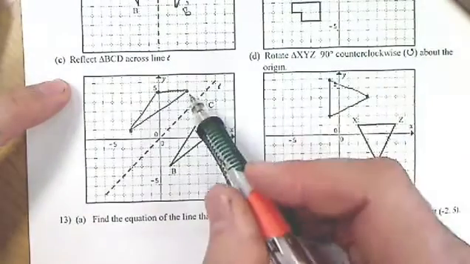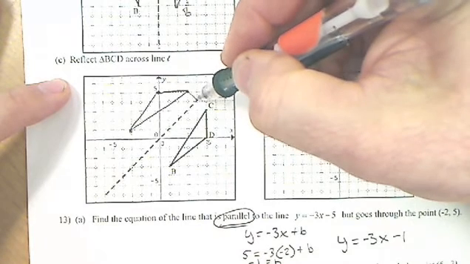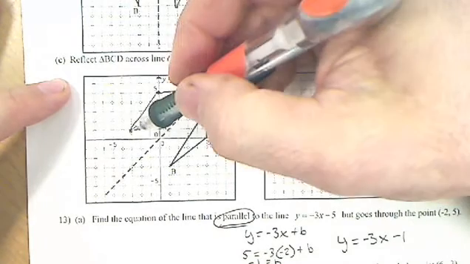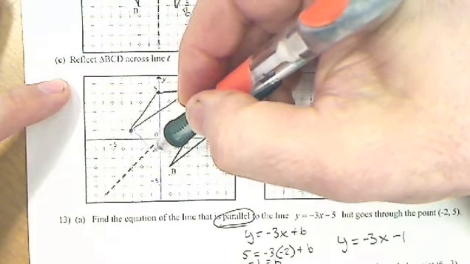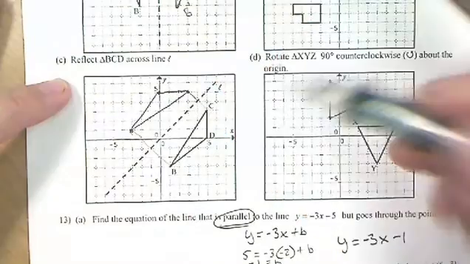You can do the same thing for the reflection here. It's one diagonal away, one diagonal away. 1, 2 diagonals, 1, 2 diagonals. Put your dots. You can do the same thing here.